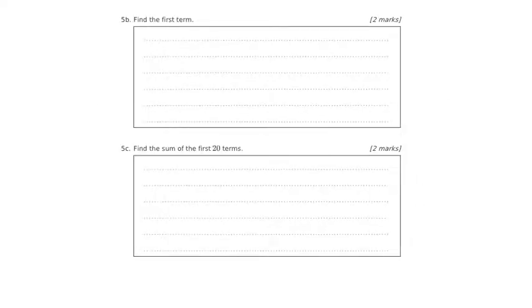5b, find the first term. Well, I know that the first term, U1, is equal to the second term, U2, minus d. So U1 is equal to 5 minus 6, so U1 is equal to minus 1.